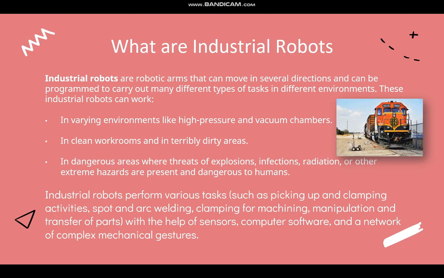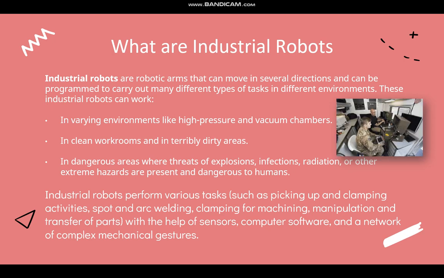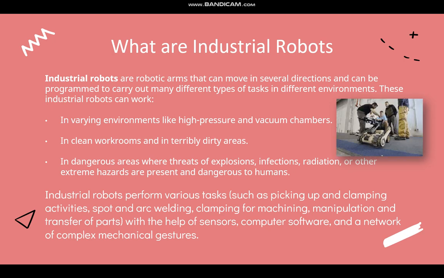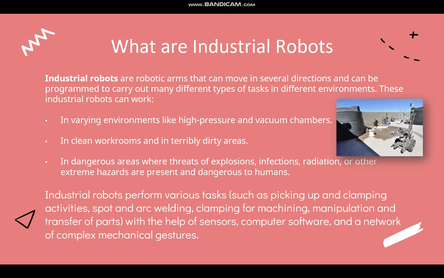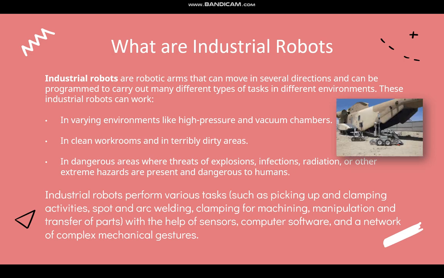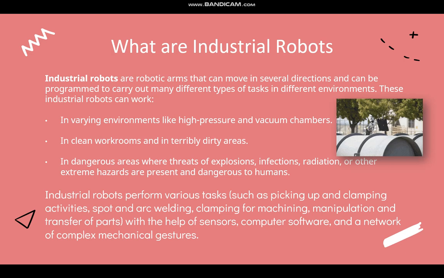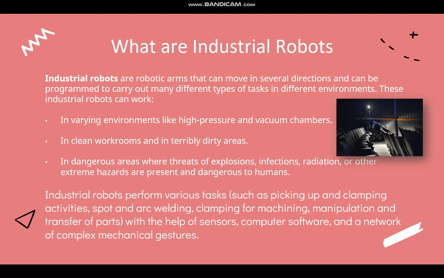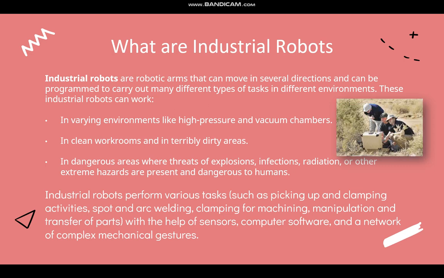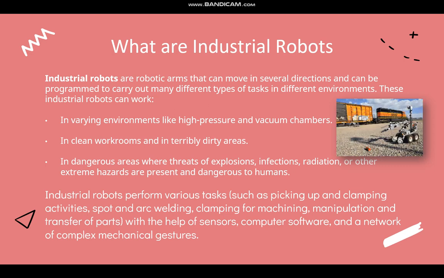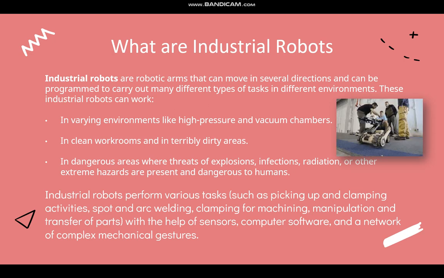Industrial robots are robotic arms that can move in several directions and can be programmed to carry out many different types of tasks in different environments. These industrial robots can work in varying environments like high pressure and vacuum chambers, in clean workrooms, and in terribly dirty areas, in dangerous areas where threats of explosion, infection, radiation, or other extreme hazards are present and dangerous to humans.